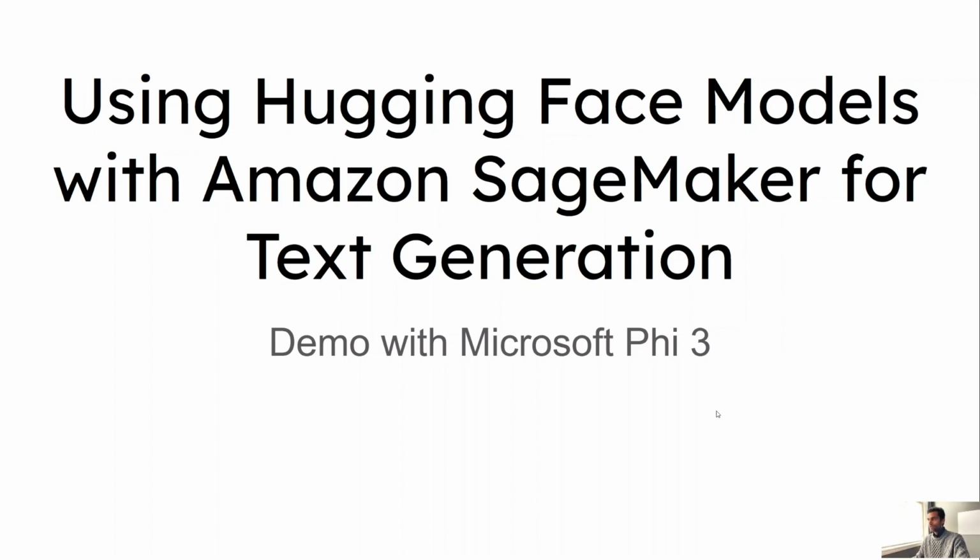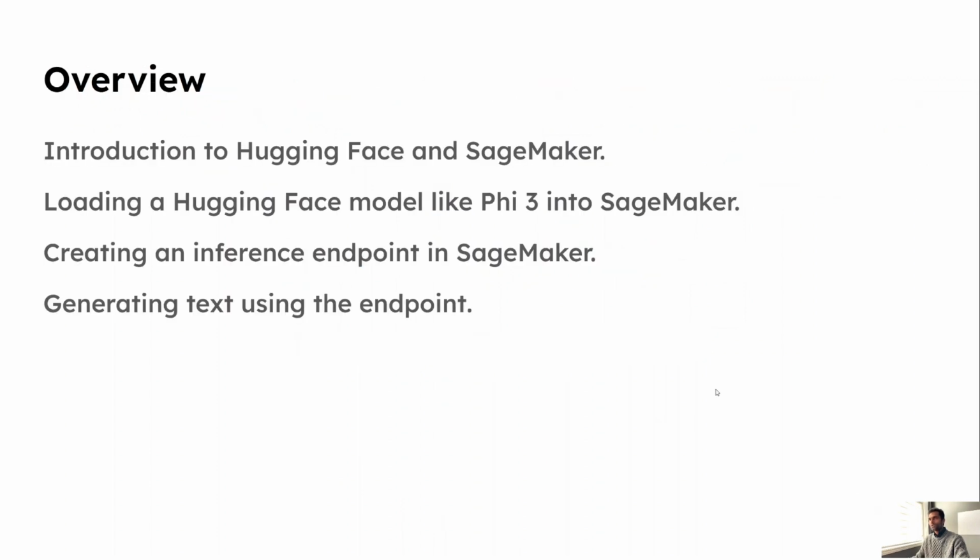So now we will see what we are actually going to do. We are going to load a Hugging Face model into Amazon SageMaker for text generation. For this demo, I picked Microsoft Phi 3. It's a small model. This is how we are going to arrange our session. First, an overview and introduction of Hugging Face and SageMaker, and then loading the Hugging Face model Phi 3 into SageMaker, creating an inference endpoint, and generating text using the endpoint.